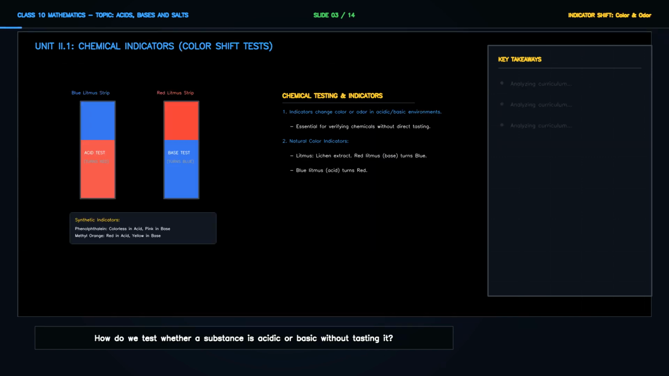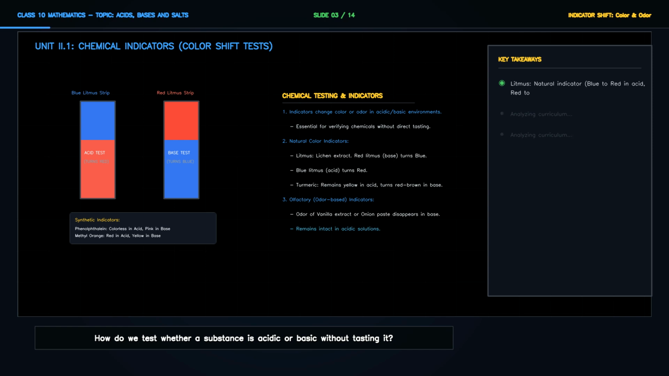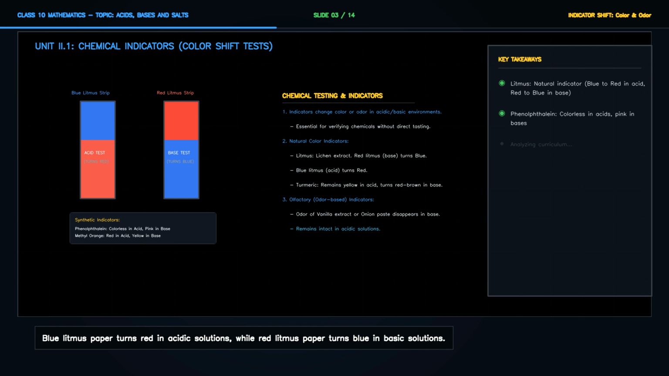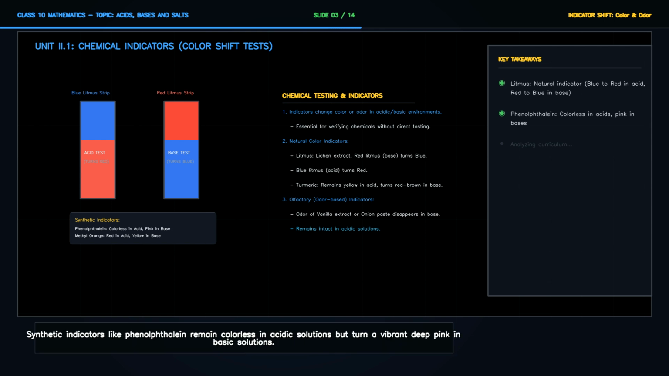How do we test whether a substance is acidic or basic without tasting it? We use indicators, which are substances that change their color or odor in acidic or basic media. Litmus is a natural indicator extracted from lichens. Blue litmus paper turns red in acidic solutions, while red litmus paper turns blue in basic solutions. Synthetic indicators like phenolphthalein remain colorless in acidic solutions, but turn a vibrant deep pink in basic solutions. Methyl orange turns red in acid and yellow in base.